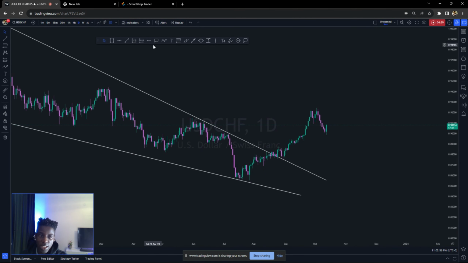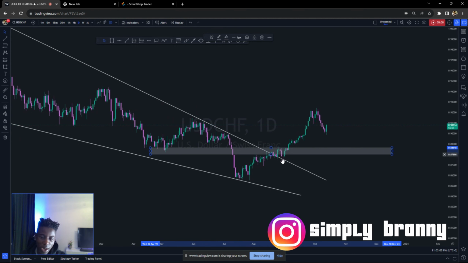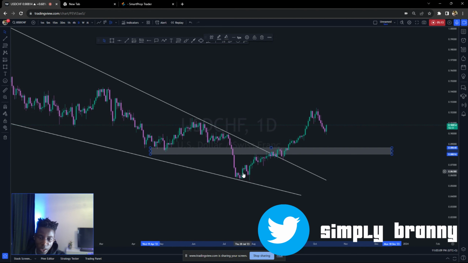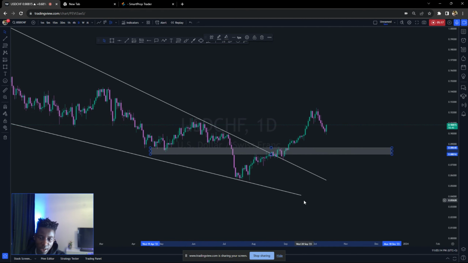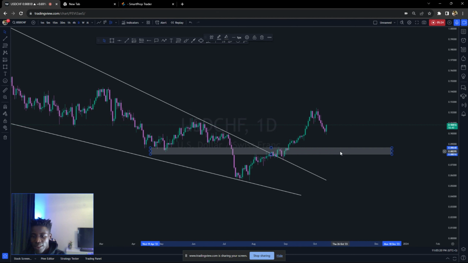Sometimes I focus on the daily, where I draw my key zones. You can see we have this support. We broke it to the downside. Then we were supposed to bounce from this zone so that we could go to the downside, but we had to break it, which means the market is trying to come here for a retest.